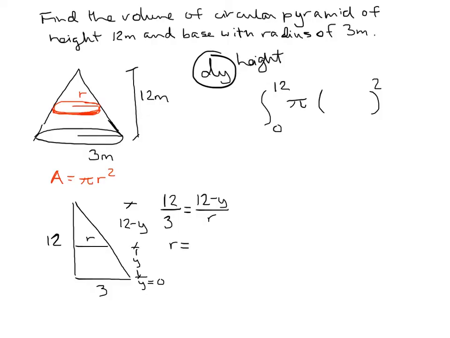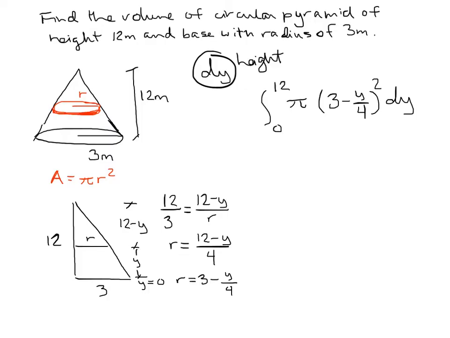So my radius is going to equal 12 minus y over 4. Let's make sure I did that right. I multiplied by r, that's 4, and I divided by it. Okay, so my radius is equal to 3 minus y over 4. And I'm going to integrate that with respect to y.